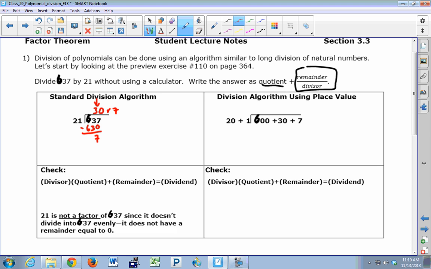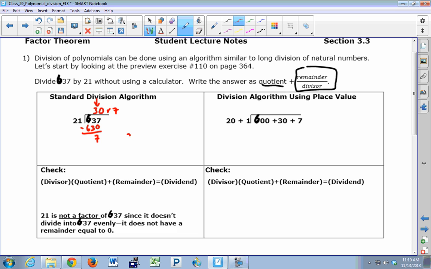And young students who don't have a sense of place value sometimes put the 3 above the 6, and then they fill in with zeros, and they don't have a sense that 300 times 20 is way too big. It couldn't possibly be 637 because their sense of place value is off. So what I wanted you to see is this is how you may write it.